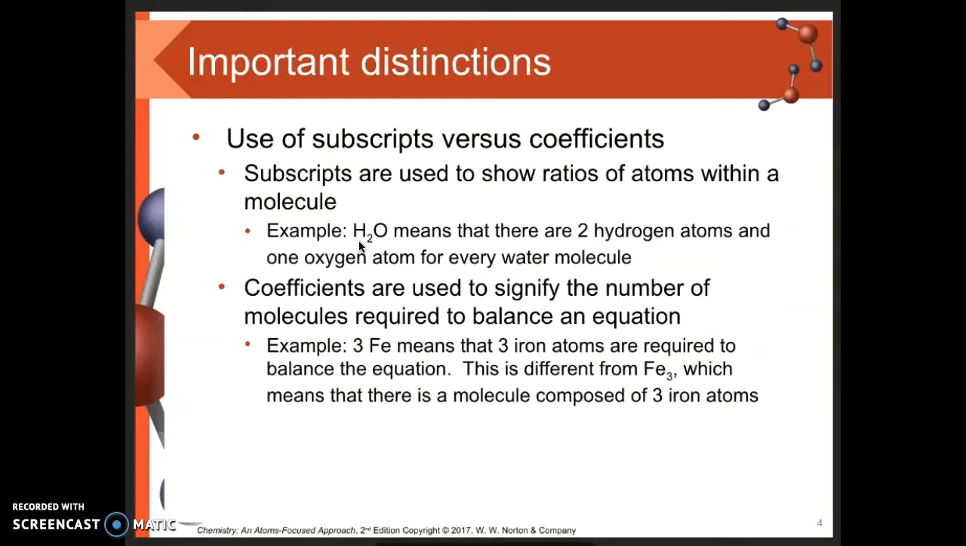Coefficients are what we use to signify the number of molecules that are there that are going to balance the equation. And so, again, the distinction here: putting a 3 in front of iron means that I have 3 individual iron atoms in the reaction vessel, as opposed to Fe3, which would imply that I've got some sort of molecule that has 3 iron atoms attached to it, and every one of those molecules would have 3 iron atoms. It's a subtle difference, but it's an important difference when we start looking at how to use these.